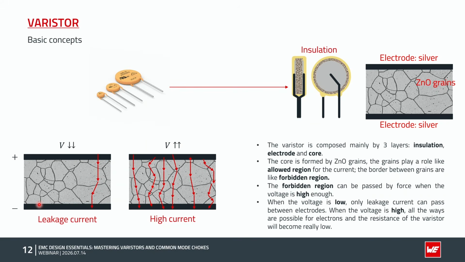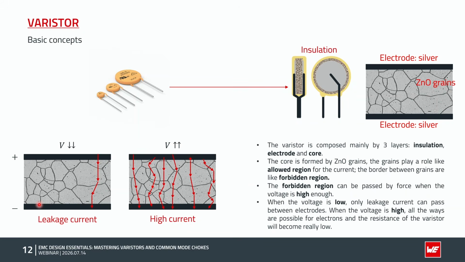Okay, let us start first with the varistors. A varistor is mainly composed of three layers: an outer insulation layer made of epoxy, an electrode layer made mainly of silver or copper, and the inner zinc oxide core.